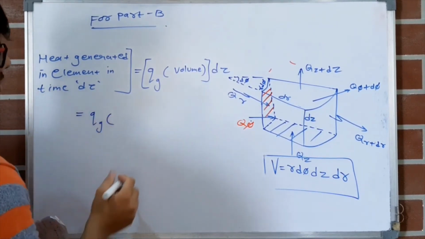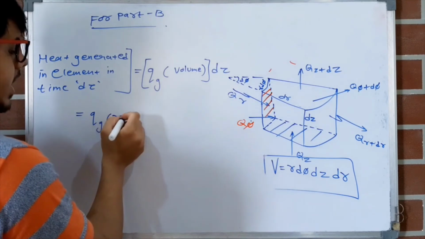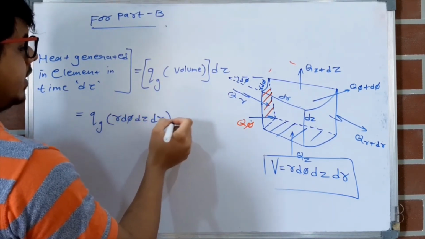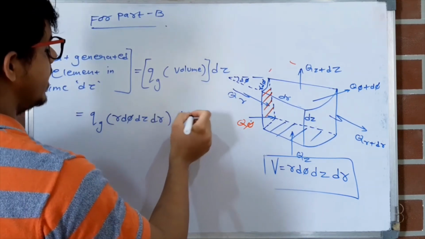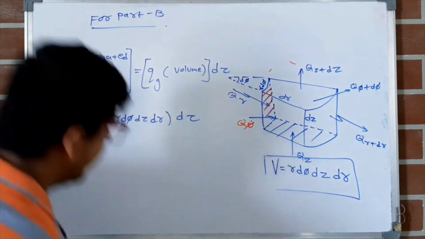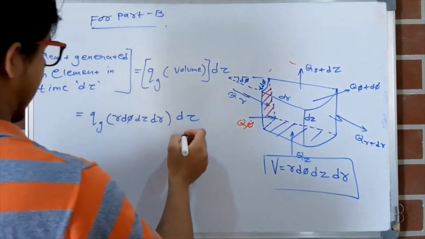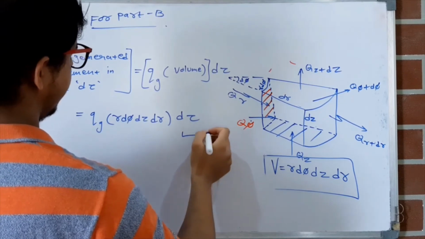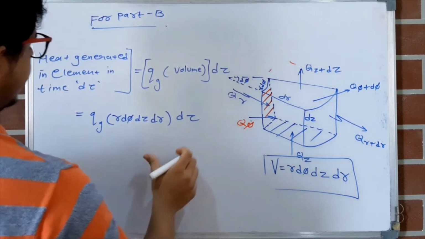Volume is equal to R d phi dz dr. So this is the volume into d tau, the time interval d tau. Now mark this equation as equation number 6 or 7. I don't remember the exact number.